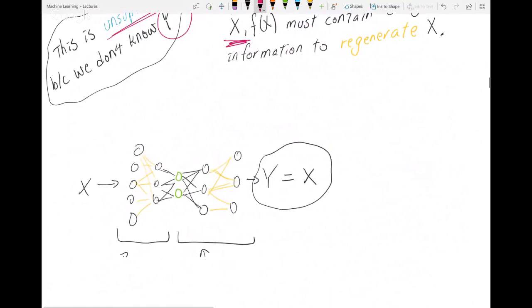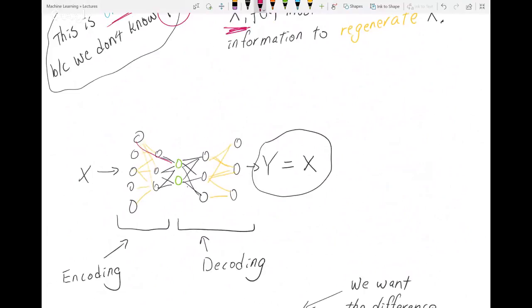So in the literature, this part right here is called encoding. You're encoding the data into something smaller. And then to get the data back, we call it decoding, because, well, you're decoding whatever was encoded.